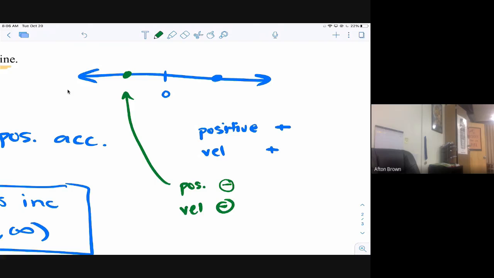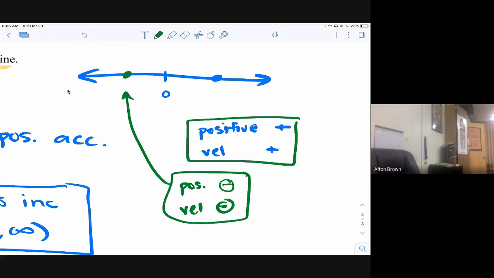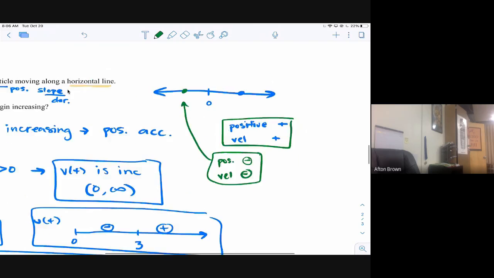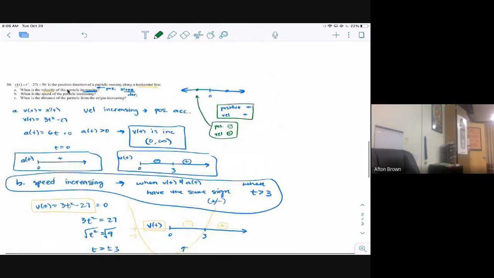Good, so you can kind of recognize that what's happening is it will be increasing when position and velocity have the same sign, both positive or both negative. So as long as they have the same sign, then the distance is increasing. So we already have an acceleration and a velocity sign chart. Let's just do a sign chart with position, and then we'll be able to do it as well.